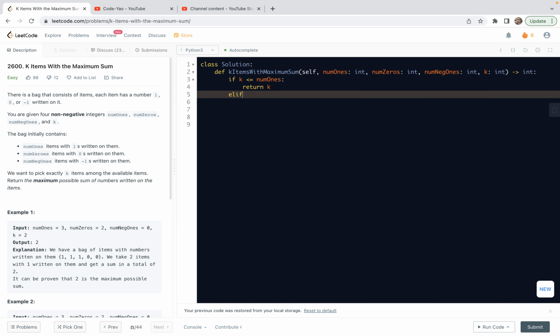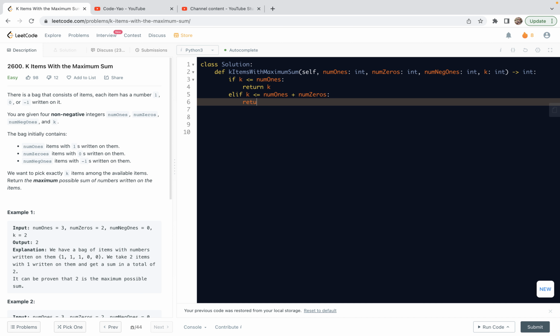This is one case. Otherwise, if k is larger than num1s, but it's smaller than num1s plus num0s, so in this case, we choose all these num1s items, but then we need to choose some zeros. But that part does not contribute to the final sum, so we just return num1s. So this case corresponds to k greater than num1s but less than or equal to num1s plus num0s. So in this case, we're going to return num1s.